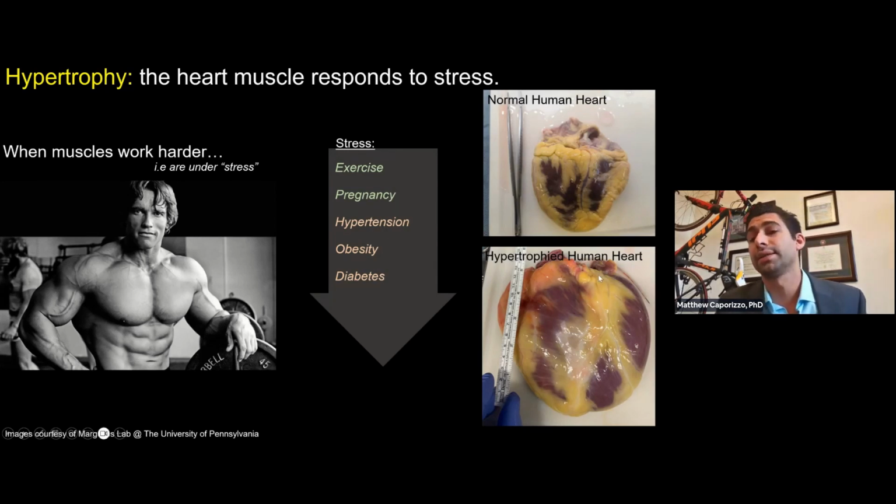Looking at this heart, I can't tell you which one is from an athlete or which one is from a person with longstanding hypertension. But if I pick it up, I can, because the stiffness of the heart responds differently to the different types of stresses. And that's why these stresses are pathological and induce disease.